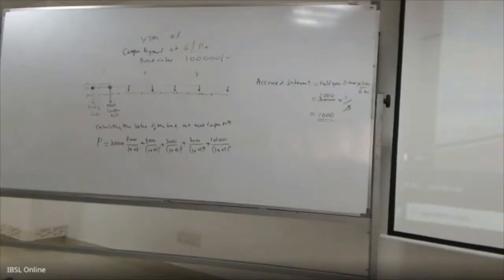3,000 plus 3,000 divided by 1.05 plus 3,000 divided by 1.05 plus, and so on. You can do the repeated calculations. Even with the scientific calculator, you can do the same. This is the financial calculator, what you call Texas Instruments.